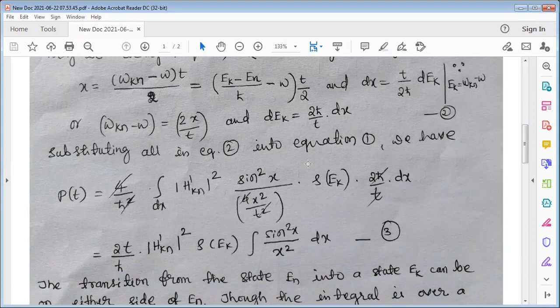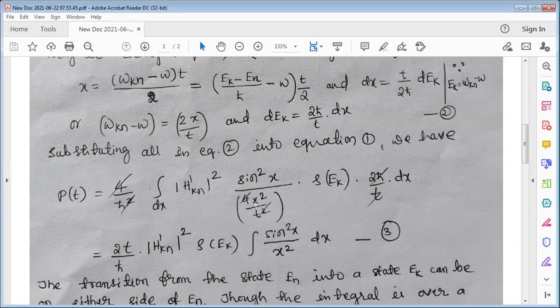Then the probability term becomes like this. The probability P(t) is equal to 4 divided by ħ² integral of dx, |H'km|² into sin²x, divided by, because now whatever is there in the sine term, that is (ωkn − ω)t/2, that we have substituted as x. So simply the sine term becomes sin²x divided by (ωkn − ω) whole square.